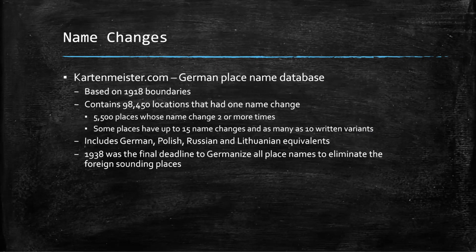Nearly 100,000 locations had at least one name change. 5,500 places had 2 or more name changes, and some of them have up to 15 name changes in 10 different variants. Those may be different countries, different languages. So this is where you have to be aware of where they are. You get German, Polish, Russian, and Lithuanian equivalents, and those are going to be different as each of those countries took over that area.